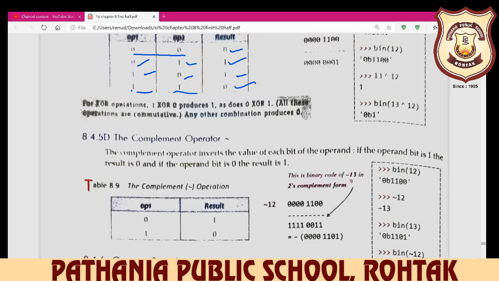Next is the complement operator. In the complement operator, you write the tilde sign in this way. How does this tilde sign work? Complement, invert, reverse. If you put 0, your answer is 1, and if you put 1, your answer is 0.